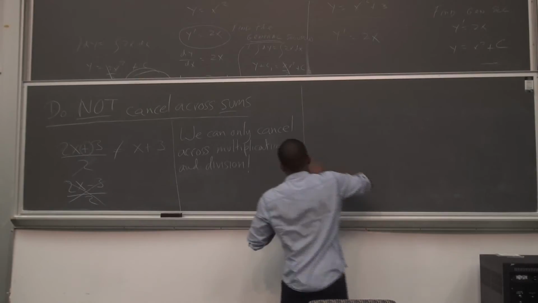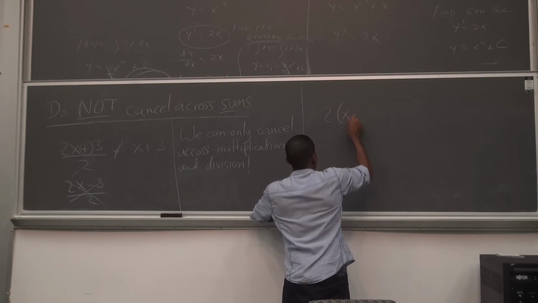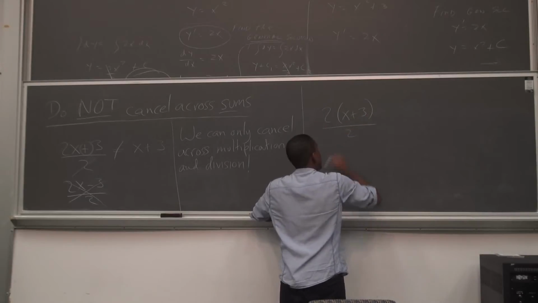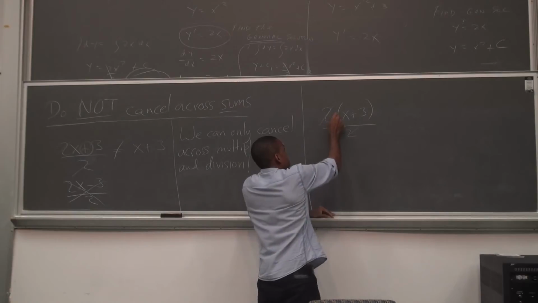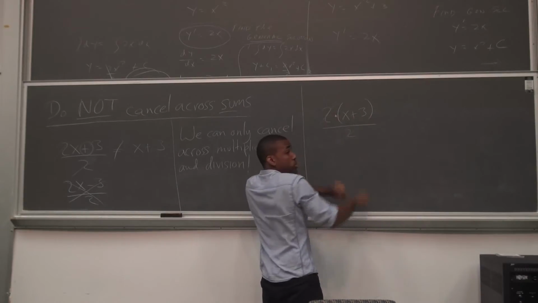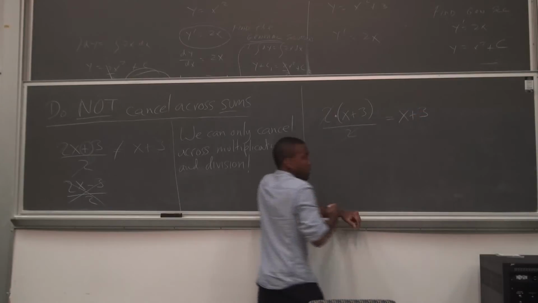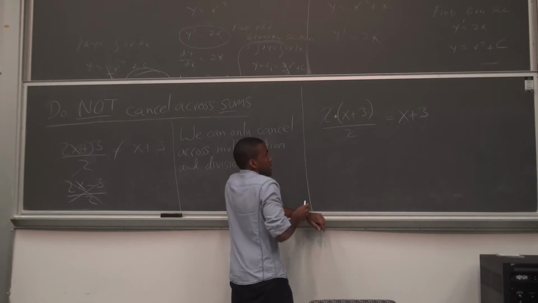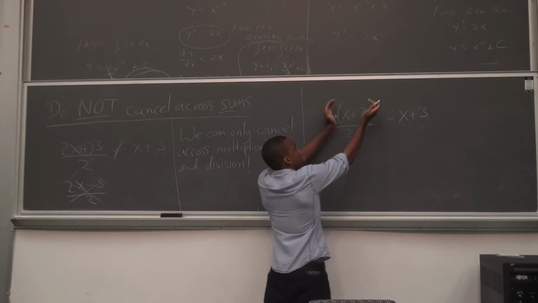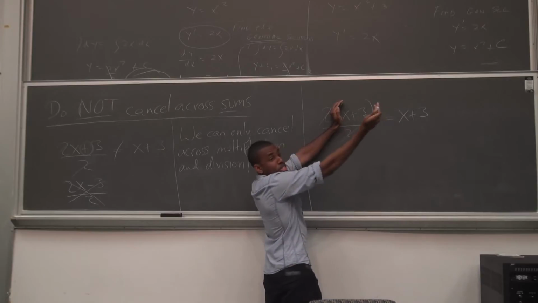So, for example, if instead of 2x plus 3, I had (2x plus 3) over 2, now we can cancel the 2's, right? Why? Because there's a multiplication separating these two things. So that would be x plus 3, and it's correct because of the multiplication. Now, there's a plus sign. Well, this is one term, right? Because it's in parentheses. That's where your algebra is going to come in.